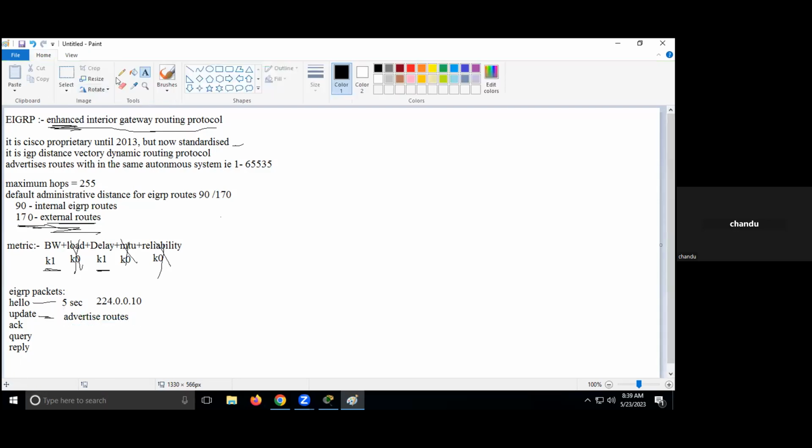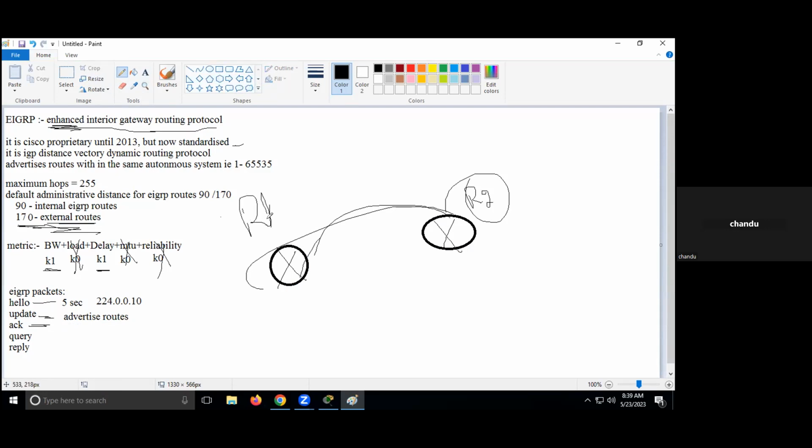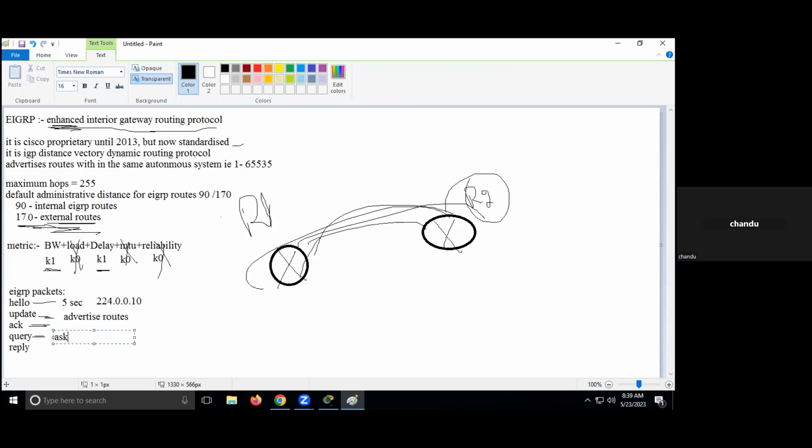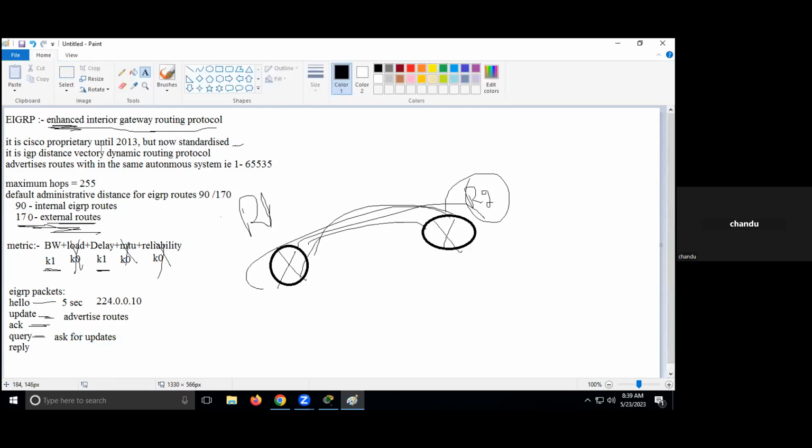For every update, there will be an acknowledgement message. And sometimes, if router 1 is configured with AHRP and router 2 is also configured with AHRP, neighbors are established. In some scenarios, router 2 will not advertise the routes to router 1, for example, if it's very slow. So still router 1 can ask for updates. Asking for updates is a query. What is a query? Query asks for updates. And for every query, there will be a reply message.